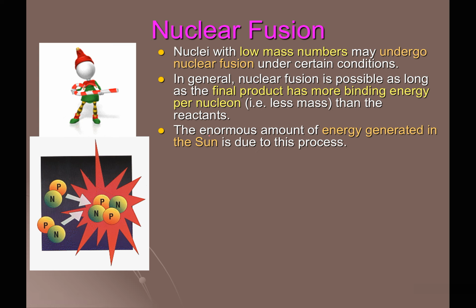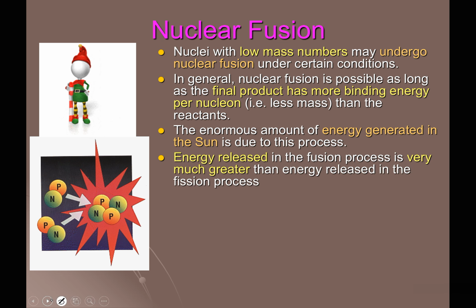The large amount of energy generated in the sun is due to this process which we call nuclear fusion. In fact, what happens in the sun is that deuterium nuclei combine. Deuterium, that is the isotope of hydrogen, H-2 1. So what happens inside the sun is that deuterium nuclei combine to form helium. In the process, a vast amount of energy is released. So the energy released in the fusion process is very much greater than the energy released in the fission process, as we are going to discuss later on.